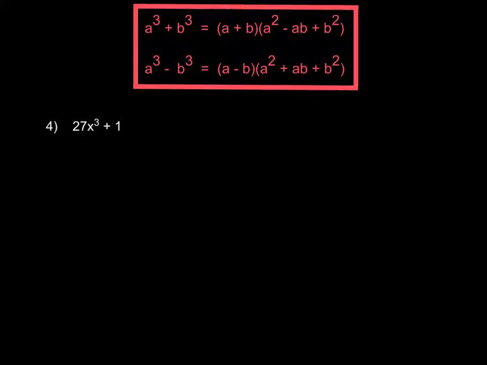All right, now let's skip to number 4, the bottom of the page here. If you look at number 4, we again have a sum. We have an addition sign. So we're looking at the sum of two perfect cubes. These are both perfect cubes.